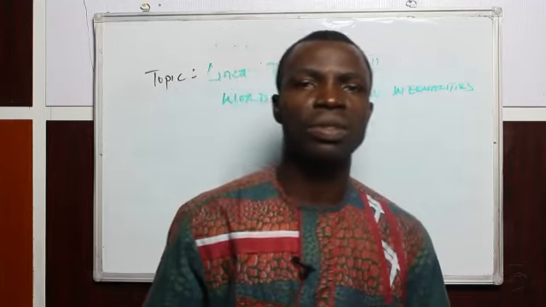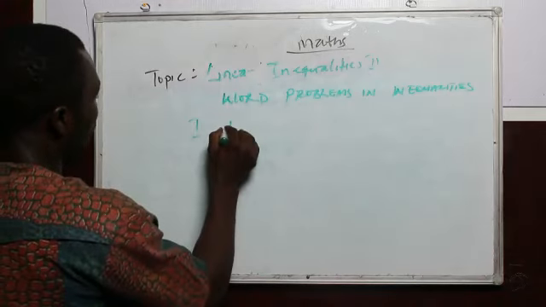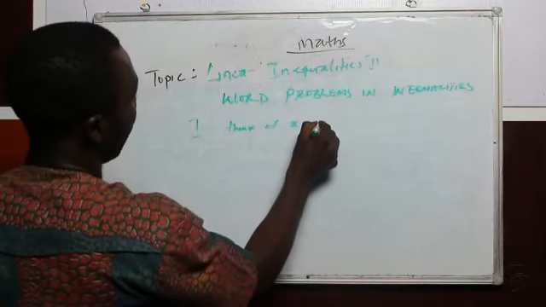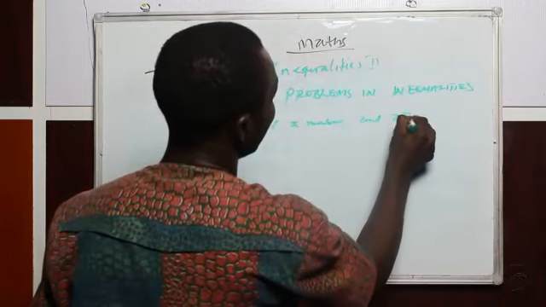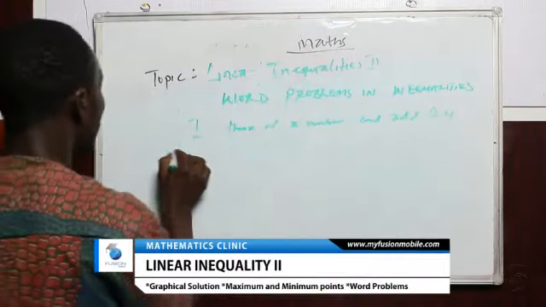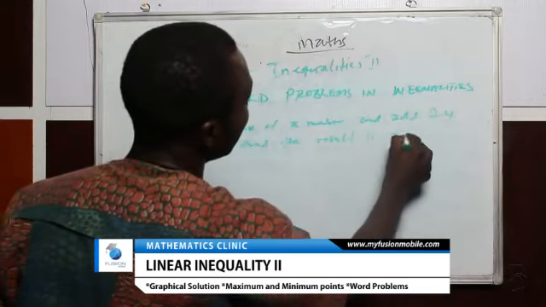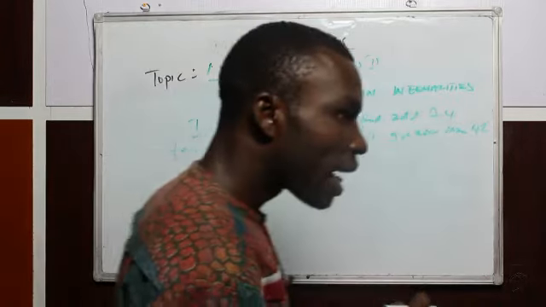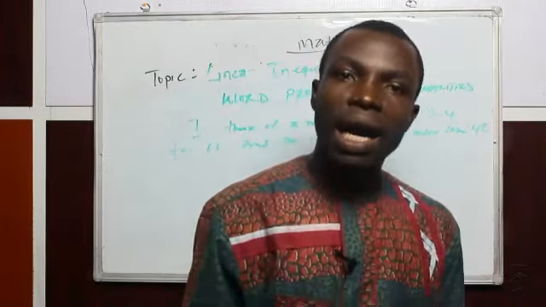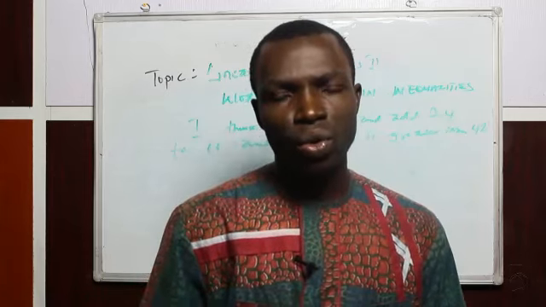There are some word sentences that can lead to inequality equations. Let's take, for example: I think of a number and add 24 to it, and the result is greater than 42. What is the number? How do I solve this question?